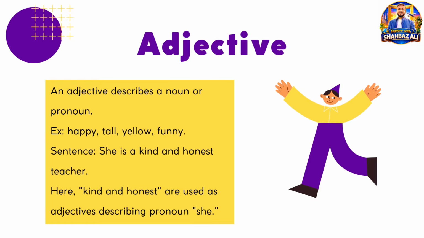Adjective. An adjective describes a noun or pronoun. For example, happy, tall, yellow, funny. Sentence. She is a kind and honest teacher. Here, kind and honest are used as adjectives describing pronoun, she.